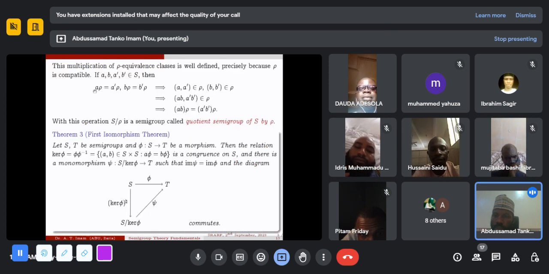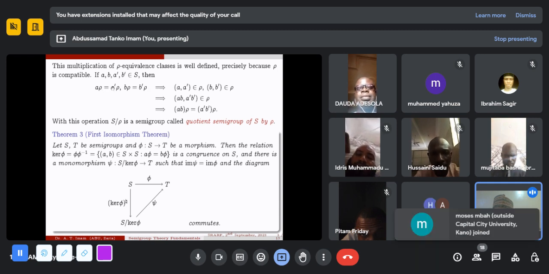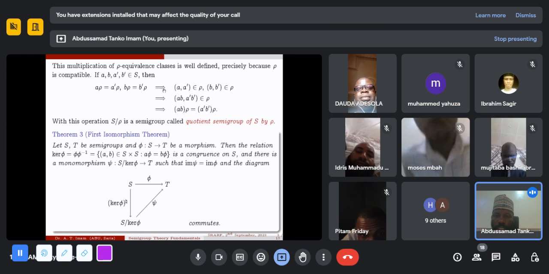So this is what we check here: if A rho is equal to A prime rho and B rho is equal to B prime rho, meaning we have the same equivalence class but with a different choice of class representative, then we want to see that the product should also be the same. But the meaning of this is that A is related to A prime and B is also related to B prime, all under rho. And because rho is a compatible binary relation, the product AB will be related to A prime B prime.